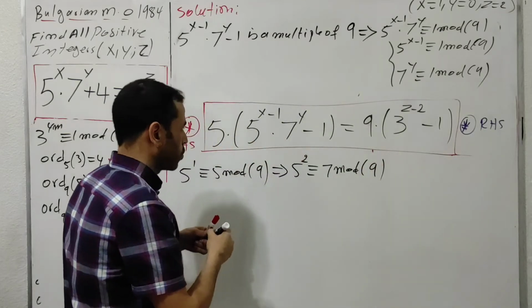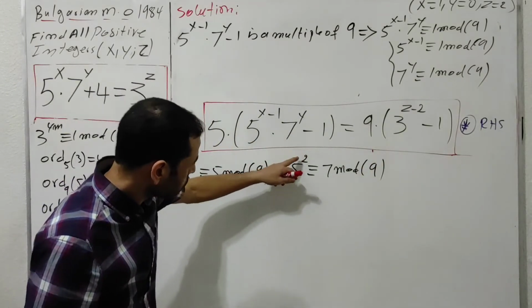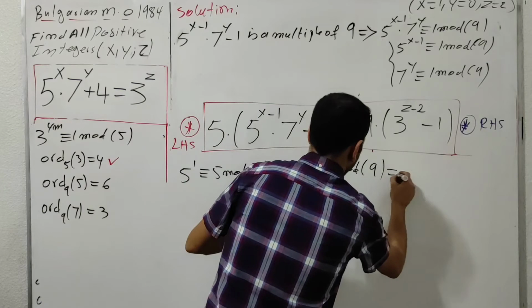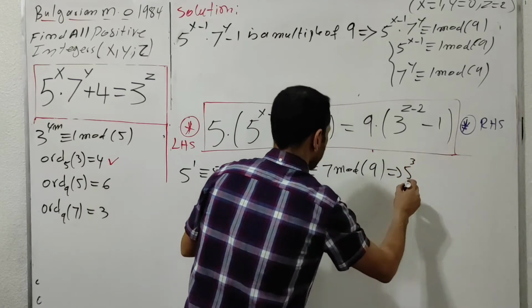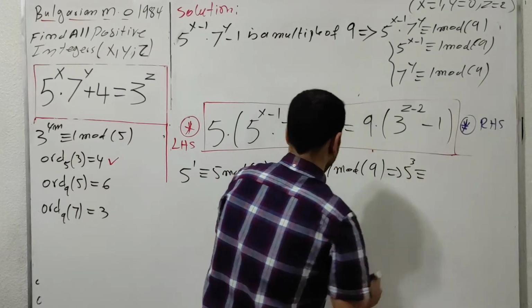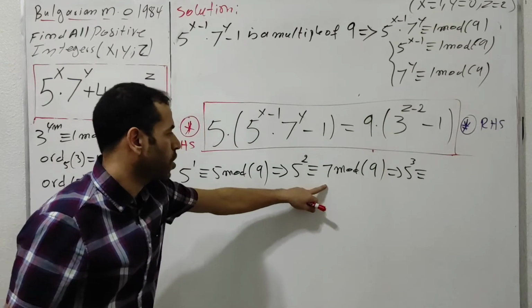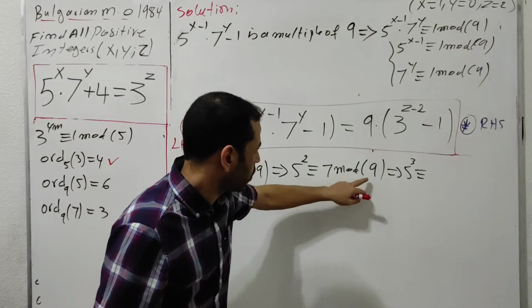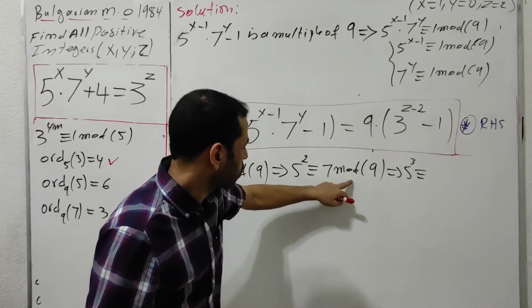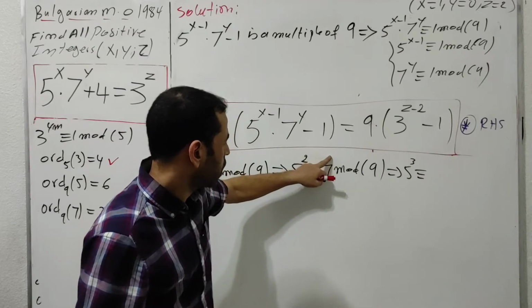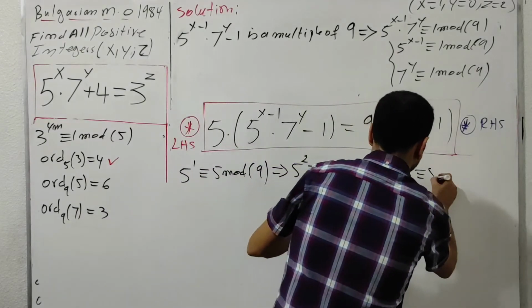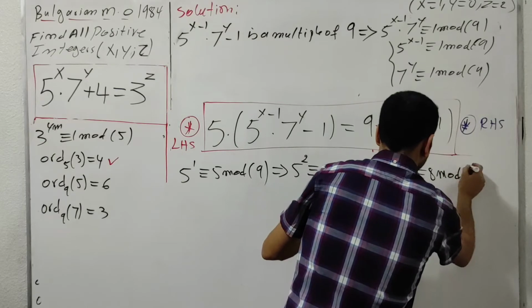Okay, so I'm going to multiply again by 5. I will get here 5 cubed is congruent to 7 multiplied by 5, which is 35. 27 is a multiple of 9. From 27 to 35 I get 8. That means 8 mod 9.